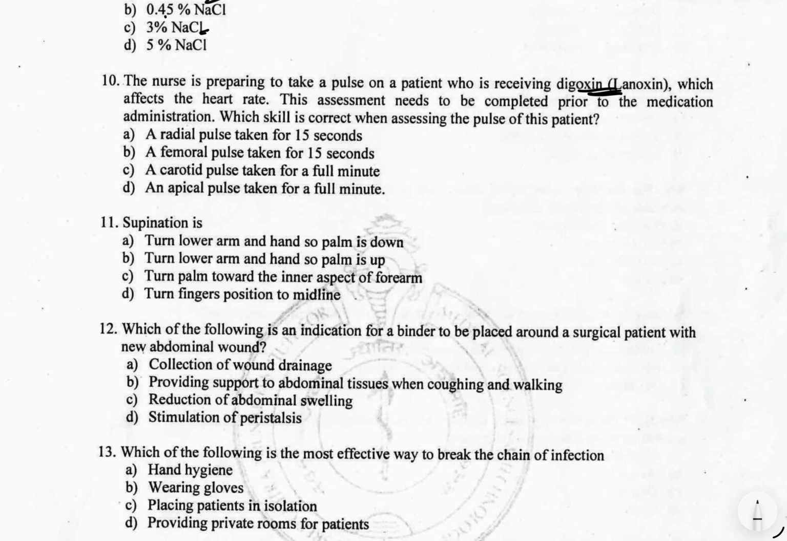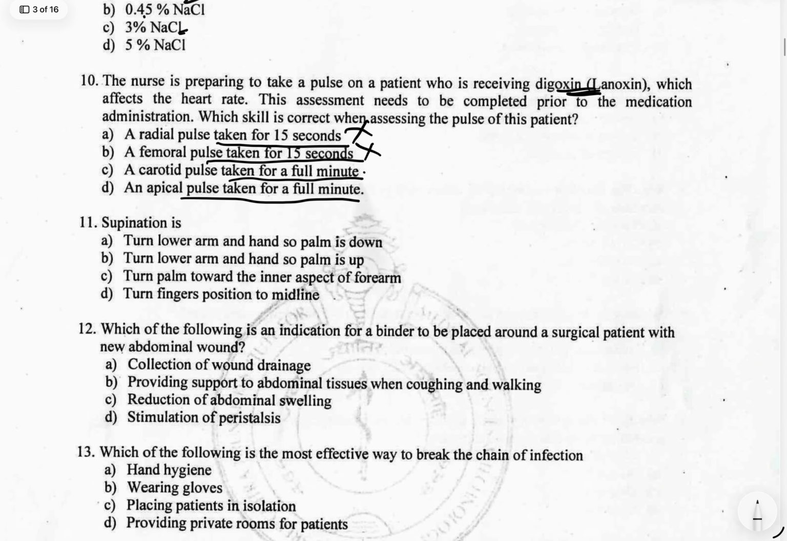So we know that the patient's pulse needs to be checked before giving the digoxin. In the options, it says radial pulse taken for 15 seconds, femoral pulse taken for 15 seconds, carotid pulse taken for a full minute, apical pulse taken for a full minute. We are assessing a patient properly before giving a medication because we don't want the patient to go for a complication. So obviously we are going to check the pulse of a patient for a full minute. So this option is out and this option is out.